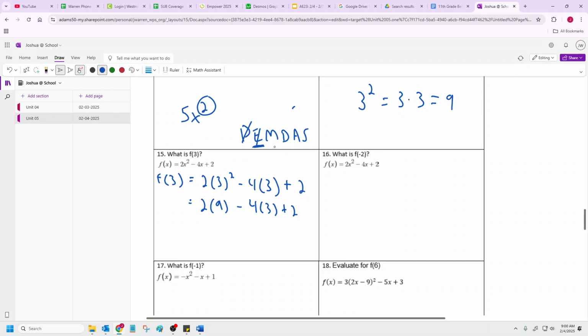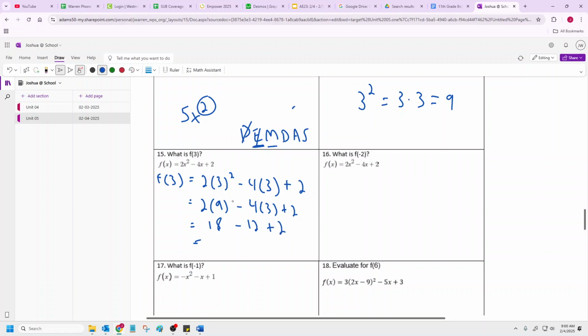We're done with those. Multiplication. "Mister, I don't see multiplication anywhere." Okay, cool. When there's parentheses with numbers next to each other, that's multiplication. So let's do multiplication next. 2 times 9 is 18. Negative 4 times positive 3 is negative 12. Plus 2.